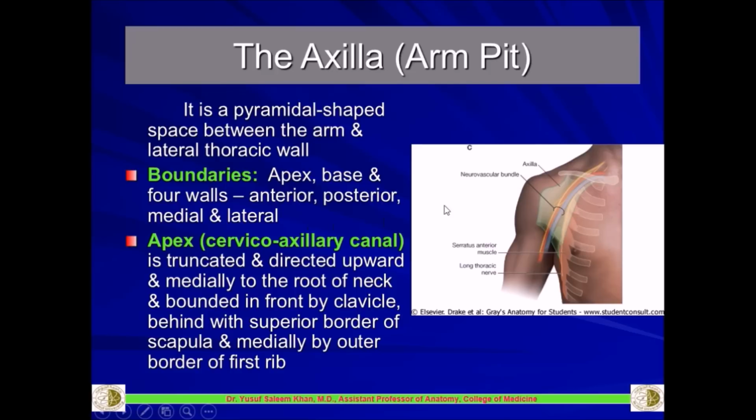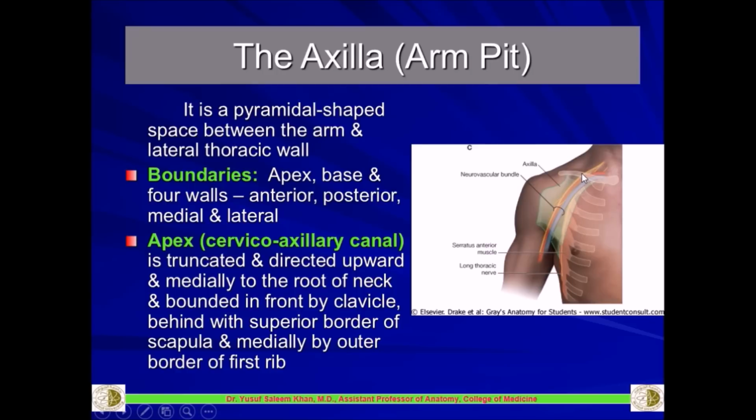To begin with, the apex is here. It is also called the cervico-axillary canal because it gives passage for the cervical nerves as well as the axillary artery. That's why it is also called the cervico-axillary canal. Usually the apex should be sharp, but here it is truncated, it is blunt. It is not sharp as it should be, and this gives an opening for the important structures which pass through this axilla.